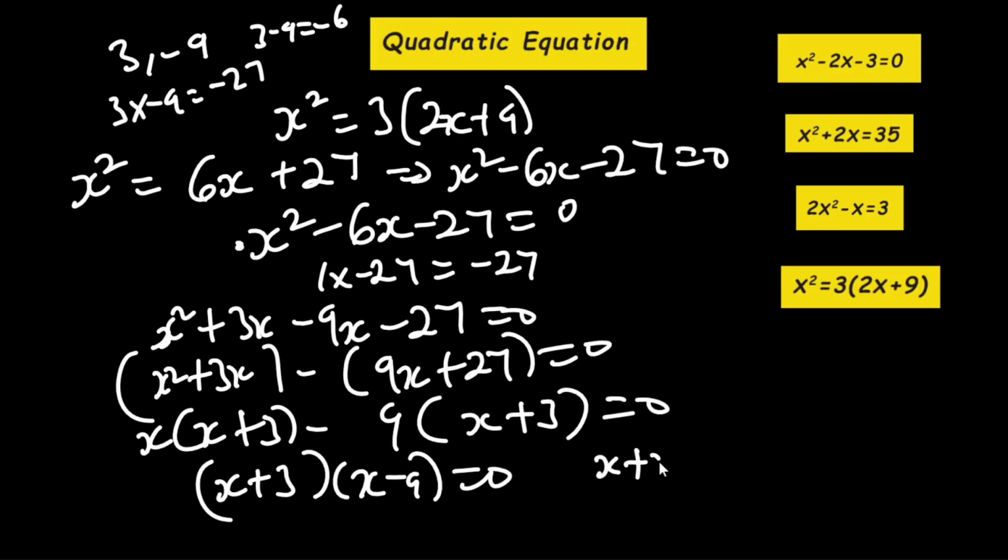X plus 3 is equal to 0. X is equal to negative 3. X minus 9 is equal to 0. X is equal to positive 9. So this is how we solve a quadratic equation.